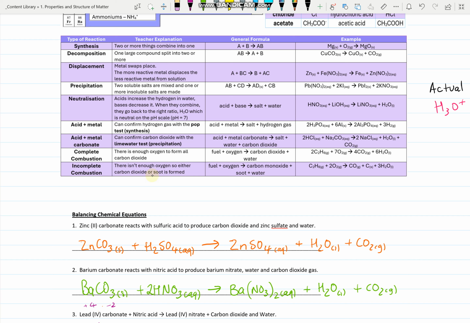And the only thing you need to get out of that is the more reactive metal displaces the less reactive metal from solution. So to be a reactive metal means you easily lose your electrons, and to be a less reactive metal means you've got a better hold on the electrons. So essentially the electrons are going to go from the reactive metal to the unreactive metal, and they're going to swap places. One's going to go from a solid to aqueous. Okay.